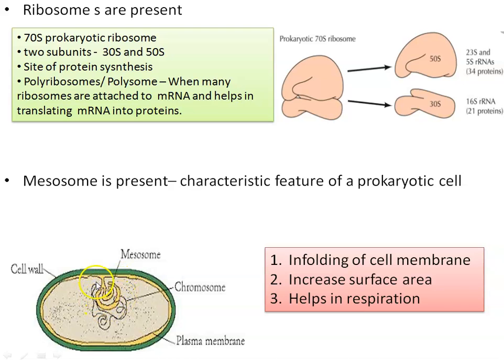So this is what a mesosome looks like. The basic features are that a mesosome is nothing but an infolding of the cell membrane. It helps in increasing the surface area, and thus it helps in the process of respiration. It also helps in transportation as well.